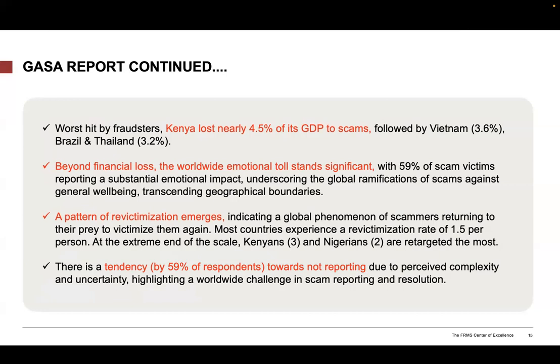That's a problem. So we're trying to go after that. The other thing that we discovered, which is something that you need to focus on, is the pattern of re-victimization that emerges. What we mean by that is once somebody's got you phishing, you're probably going to do it again. They will go back and hit that person they defrauded multiple times. This is kind of a global phenomenon that we didn't realize.